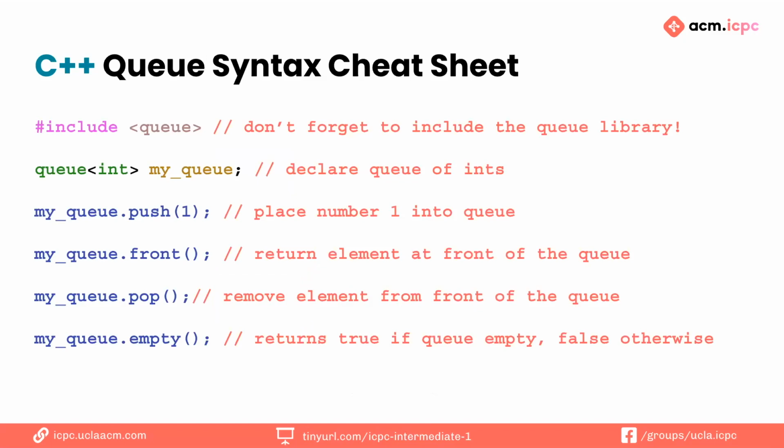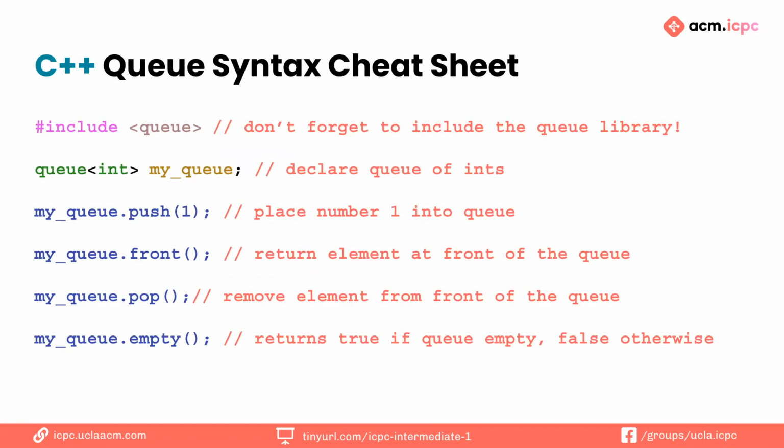If you want to use queue syntax in C++, here is a little cheat sheet. These are the most important operations you need to know. They're kind of like vectors, but a little bit different. You can push things, which places them into the back of the queue. You can access the front element and then pop it off. And then you can check if it's empty.